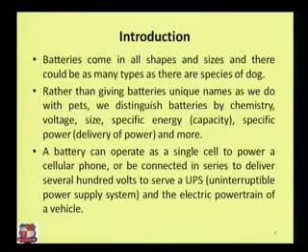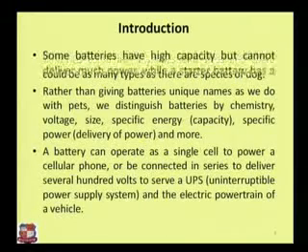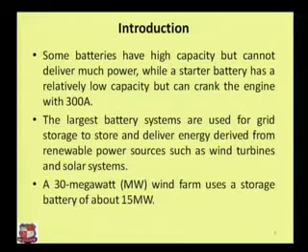A battery can operate as a single cell to power a cellular phone or mobile phone, or it can be connected in series to deliver several hundreds of volts to serve a UPS, that is an uninterruptible power supply system. When our light goes off, when our AC is not there, at that time we use a UPS, and again the electric powertrain of a vehicle. Some batteries have high capacity but cannot deliver much power, while a starter battery has a relatively low capacity, but even then it can crank the engine with 300 amperes, right?